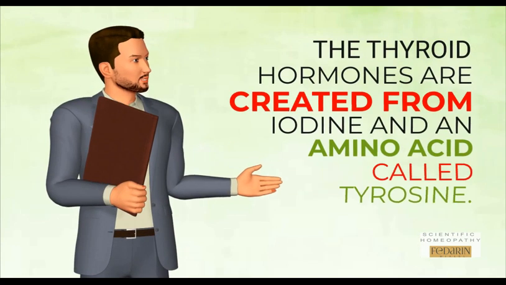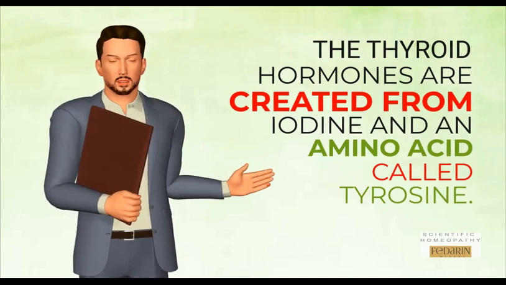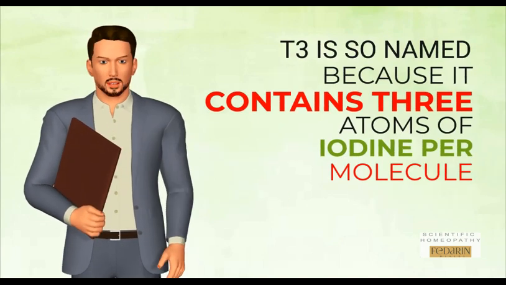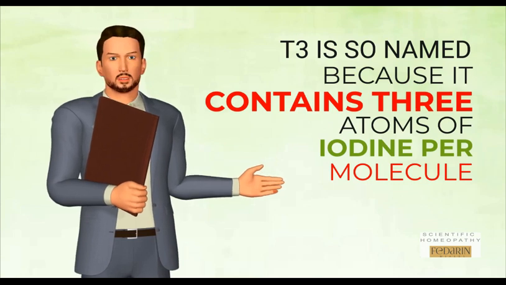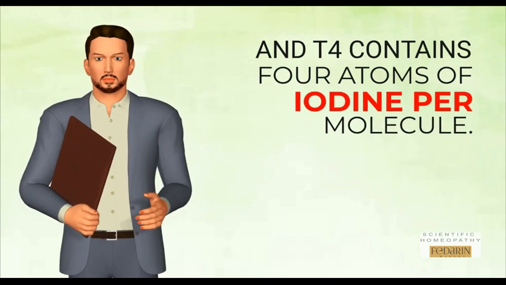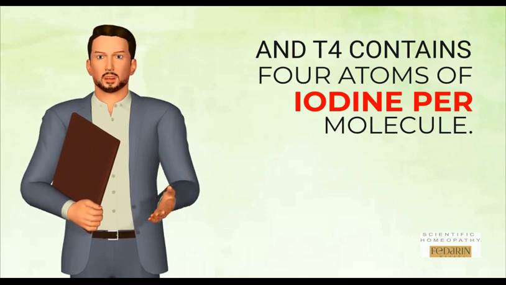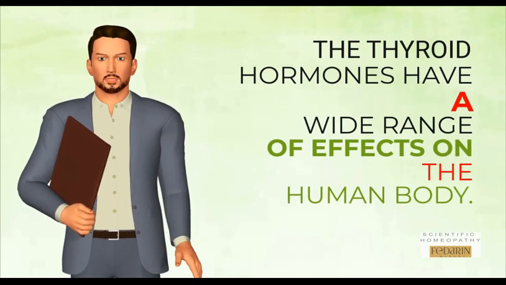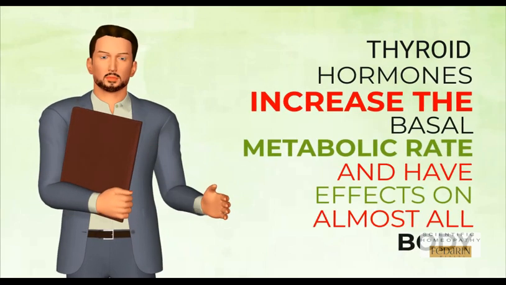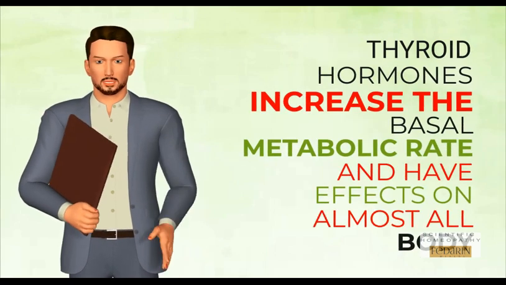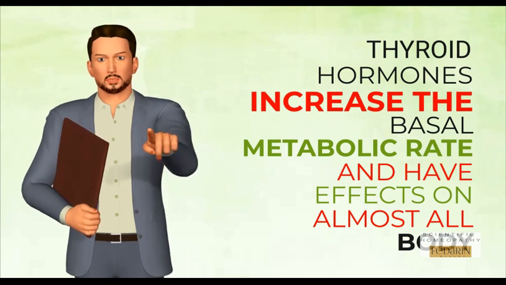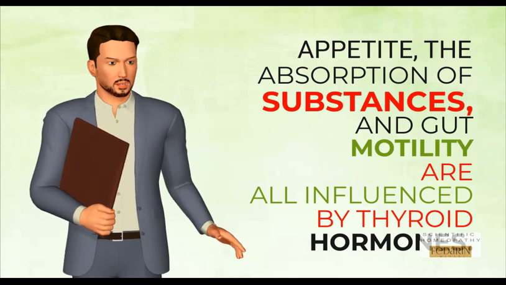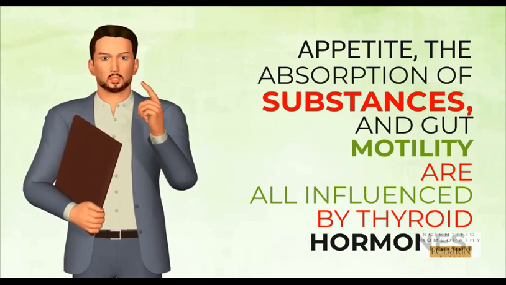The thyroid hormones are created from iodine and an amino acid called tyrosine. T3 is so named because it contains 3 atoms of iodine per molecule and T4 contains 4 atoms of iodine per molecule. The thyroid hormones have a wide range of effects on the human body. Thyroid hormones increase the basal metabolic rate and have effects on almost all body tissues. Appetite, the absorption of substances, and gut motility are all influenced by thyroid hormones.